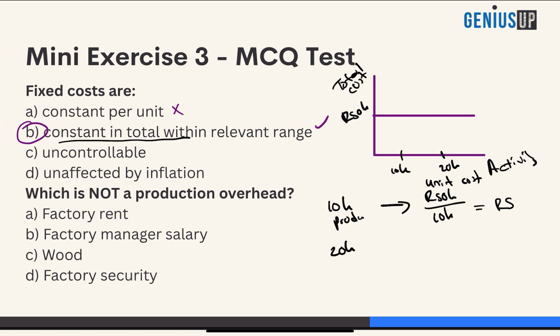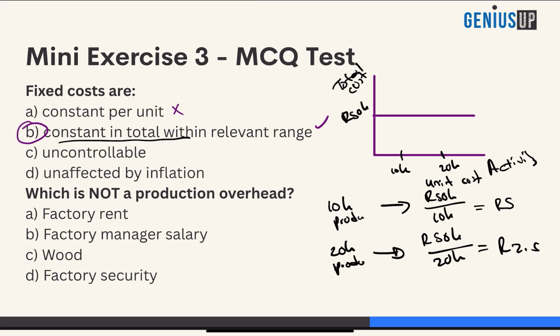However, if you produce 20k units, you have 50k divided by 20k. You realize that now it's going to cost you 2 rand 50 cents per unit. So the per unit cost for this fixed cost, which is rent, is going to be 2.5.